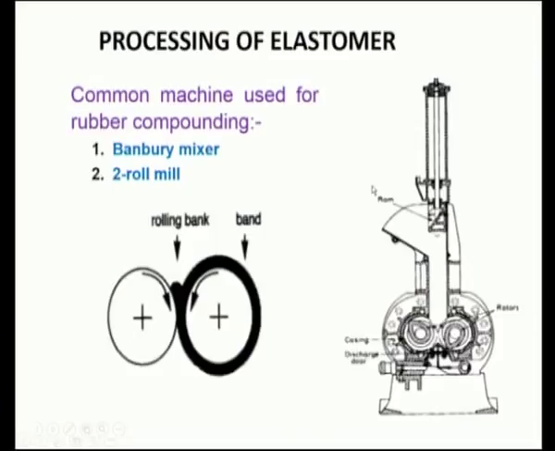So, processing of elastomer, elastomer can be processed like this. You can keep it in between the rolling bank or you can go for a roll mill. So, these are common machines used for rubber compounding. Either you can put the rubber sheet in and roll it, and you will get a dried thick sheet. Similarly, you can use these kinds of machines for processing of elastomers.